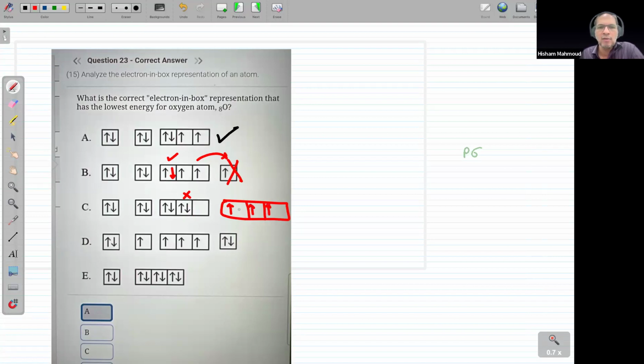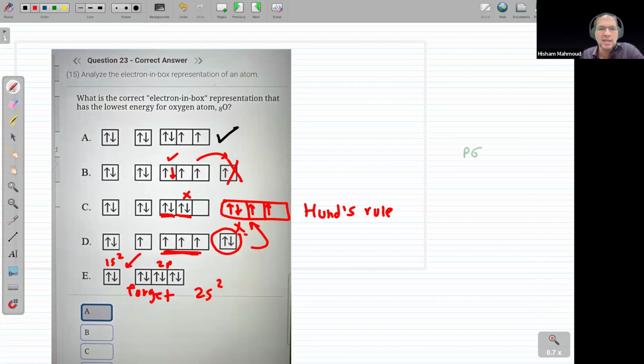1, 2, 3, 4. So 1, 2, 3, 4. What rule says that? Hund's rule tells us that you should not start pairing electrons unless you put separate electrons in the separate orbitals first. This one is also wrong because these people decided to stay here and this is not done yet. It should also look like this. And here it's not correct. Why? Because for some reason he decided to forget about 2s2 electrons. He put one s2 and then 2p6 directly. But what about the 2s2? So that's also wrong. These all are wrong, and the correct one is A.